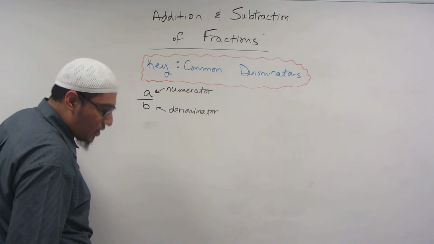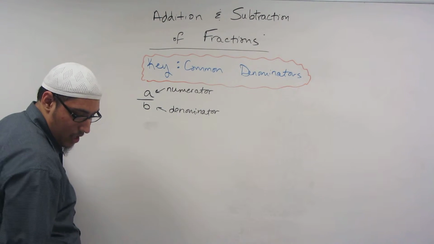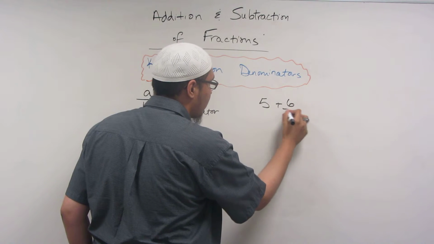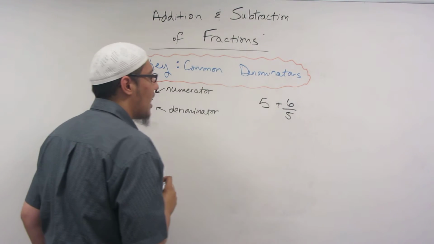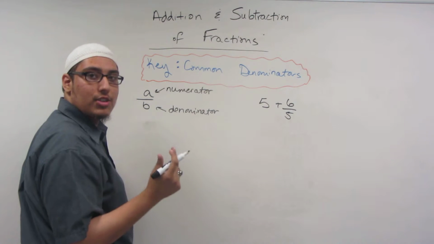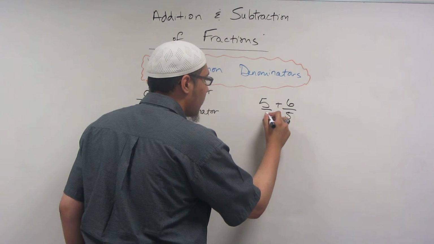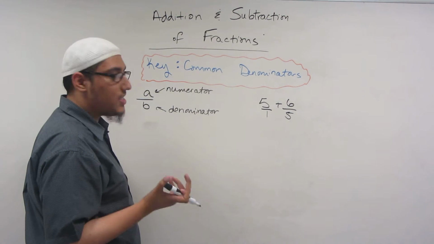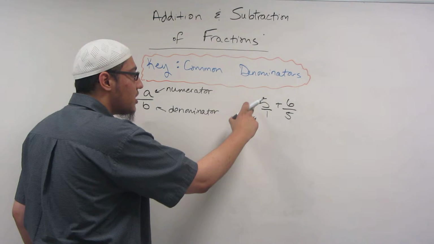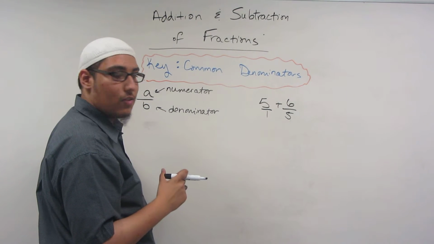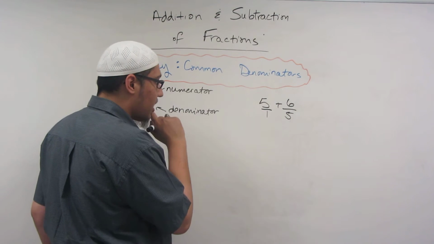How about if we have 5 plus 6 over 5? Now we want to add these. To add them, we have to have a common denominator. Our first step should be to write 5 over 1, because again, this fraction bar is essentially a division problem. So we can say that we have 5 divided by 1. Any number divided by 1 is simply itself. So we want to do a common denominator.